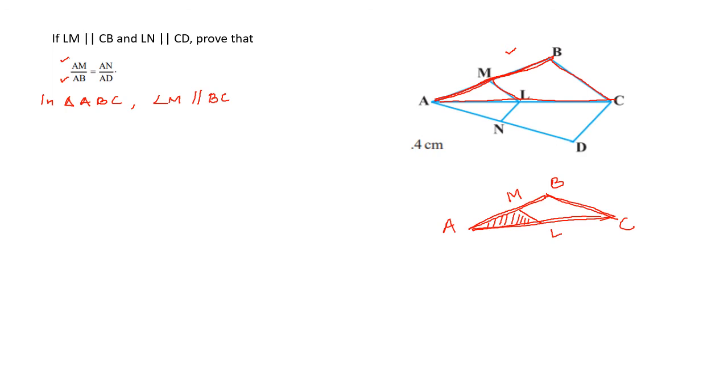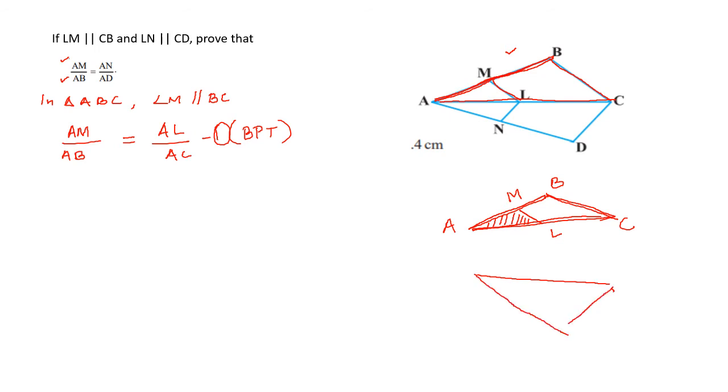Now using BPT, what can we say? AM is of the small triangle. AM by AB should be equal to, now we have to see the other side, the other smaller side of the triangle is AL, by the long side AC. Okay, this is by the basic proportionality theorem, if the lines are parallel. That is our first equation. Now let us take the other triangle, the downward triangle. You have A, D and C, and you have the line LN. Can you see? This down part, this triangle is what I am taking.